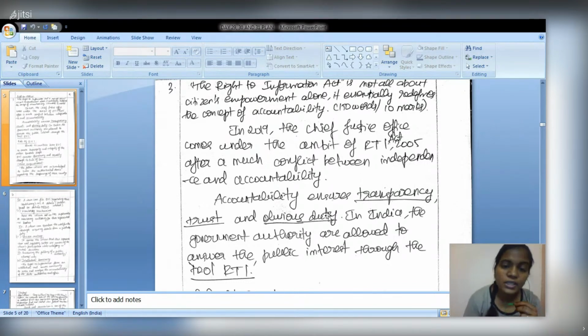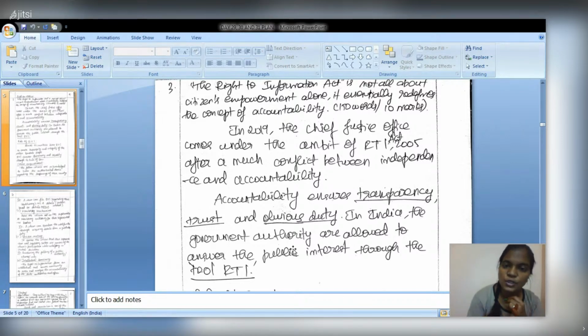Okay, if they cause any commotion in our country, those are the informations which are denied under Section 8 till now, that is, since 2019 when the CJI office came under the ambit of RTI. So this question should be answered in two parts.